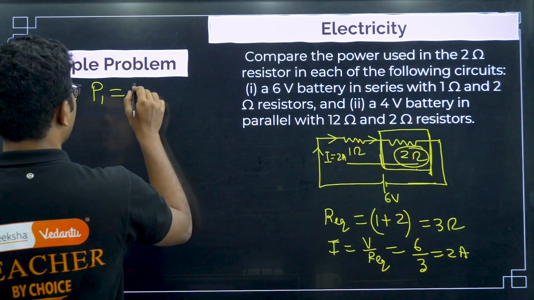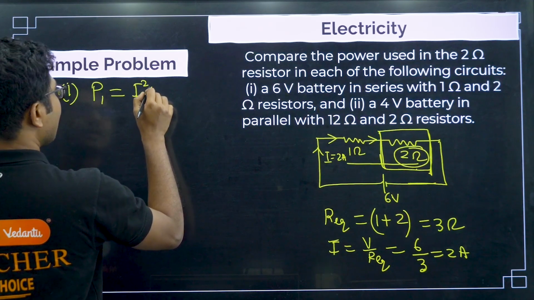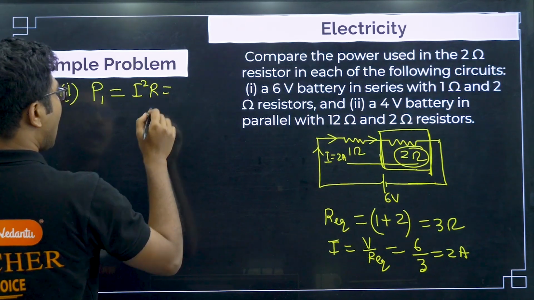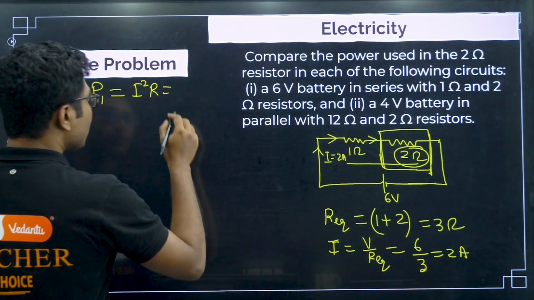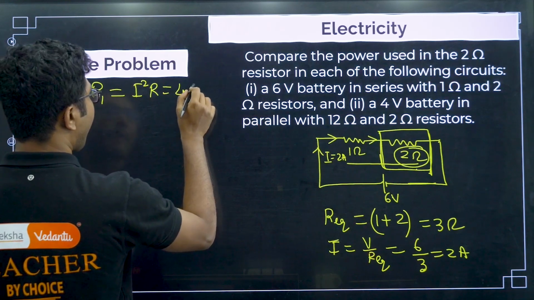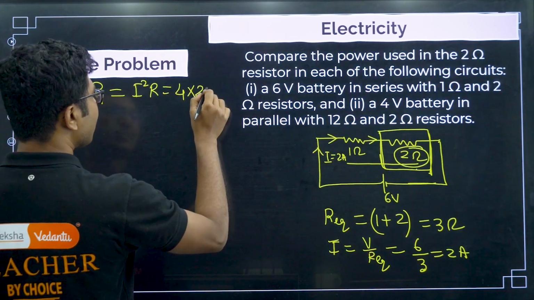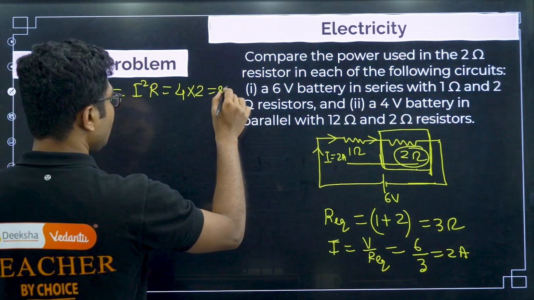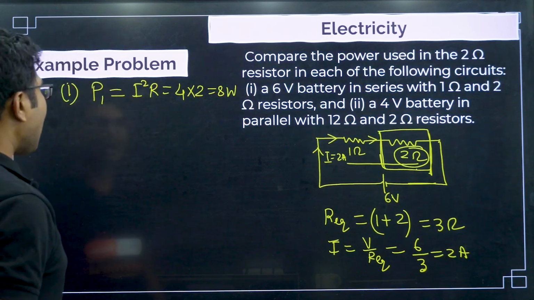So power is equal to I square R. So here we will use this formula, I square is 2, so 2 square is 4, and R is 2 ohm obviously, so it will be 8 watt. Okay, 8 watt is the power in the first case.